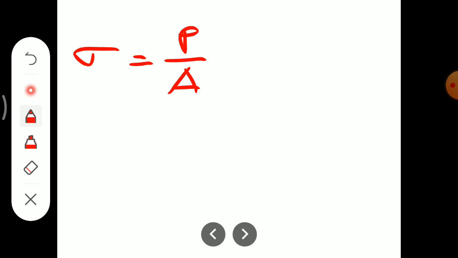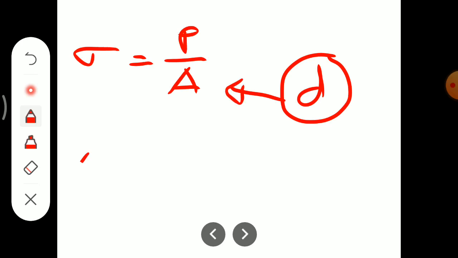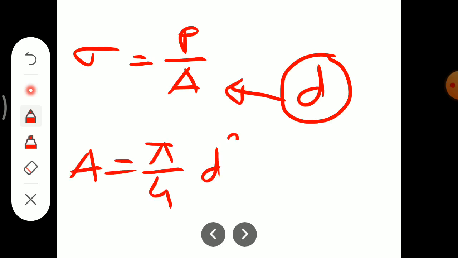Okay, now what we need to do, we need to find the diameter, and the diameter is in the area. We know that area is equal to pi by 4 d square. That means if we have the area, then we can calculate the diameter, but we don't have the area, we are having only stresses. So first of all we have to find the diameter and force also.